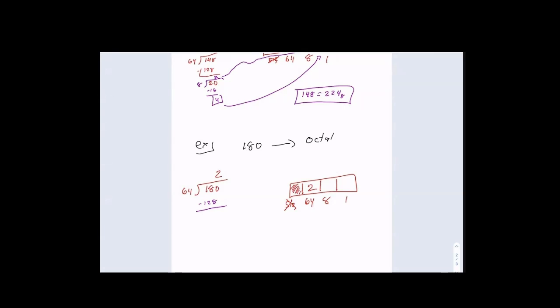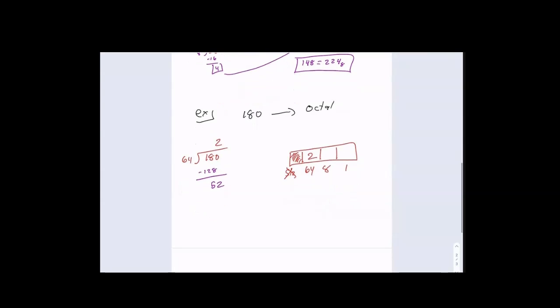57. Close. 52. All right, so now we're going to take that 52, and we're going to do what to that 52? Divide by 8. Okay. How many times does 8 go into 52? 6 times.